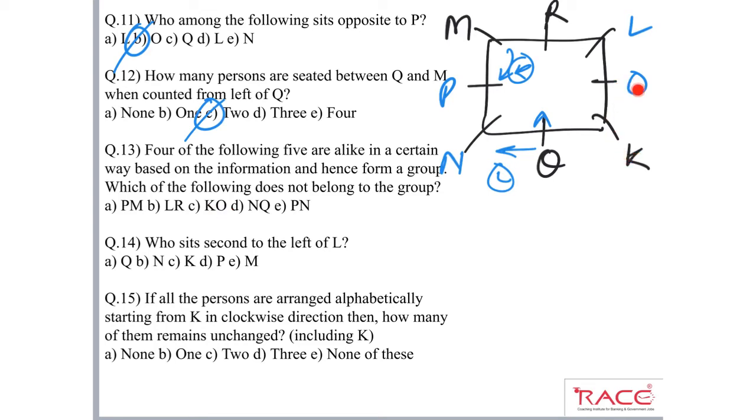K left of O. So N right of Q. No, N left of Q. So what is our answer? Answer is option A, because in this case the first person is to the right of the second person, but in the other case the first person is to the left of the second person.